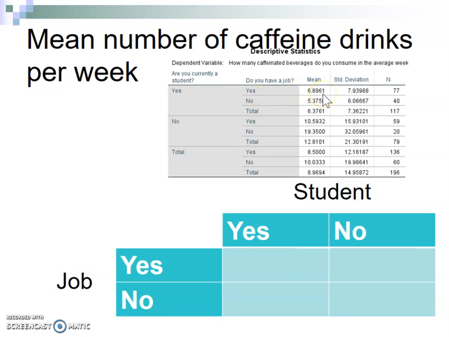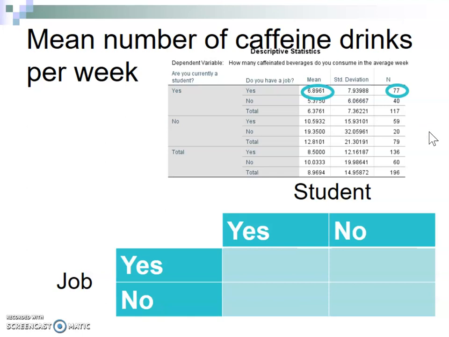Once you have those, your descriptive statistics will present each of your different combinations of your factors. So you'll see that this first row here in our output represents the people who said, so this is below the, are you currently a student? Yes. And then, do you have a job? Yes. That is the mean for the people in that group. And then also we have the number of people who said yes to both those questions.